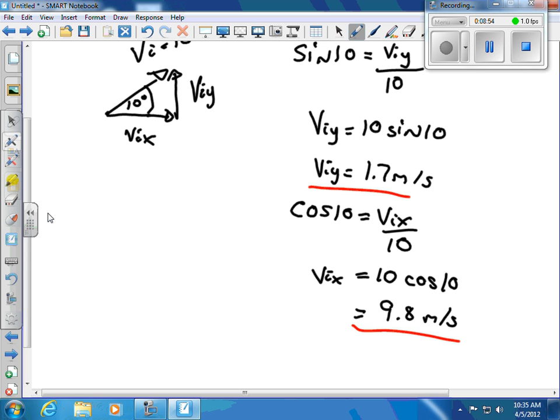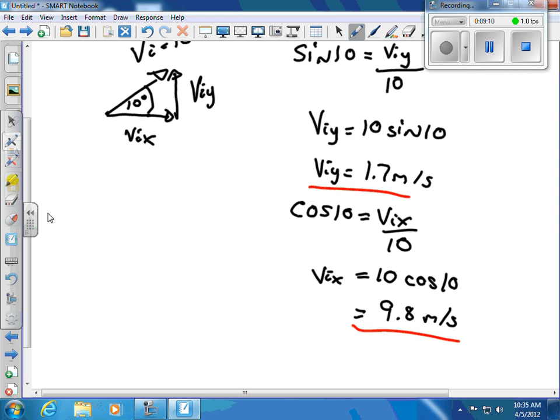With acceleration, is our velocity in the x going to change at all? No. So we need to find how much time is in there, using the y velocity. Okay.